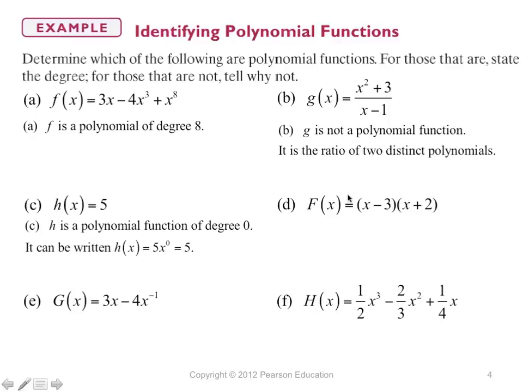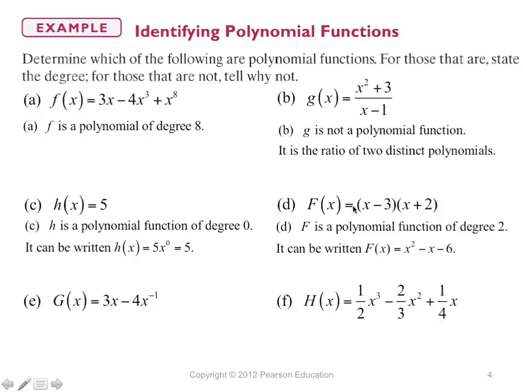Now, if we look at D, this one's a little hard to see what the degree might be. So the easiest thing to do with this one is going to be to actually multiply it out. So if you actually FOIL this, combine like terms, you're going to get x squared minus x minus 6. So what you can see from that is that the degree is actually going to be 2. That's the highest power that you have for your x.